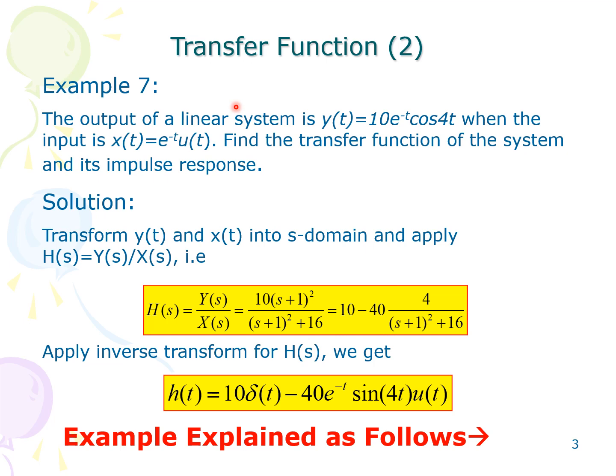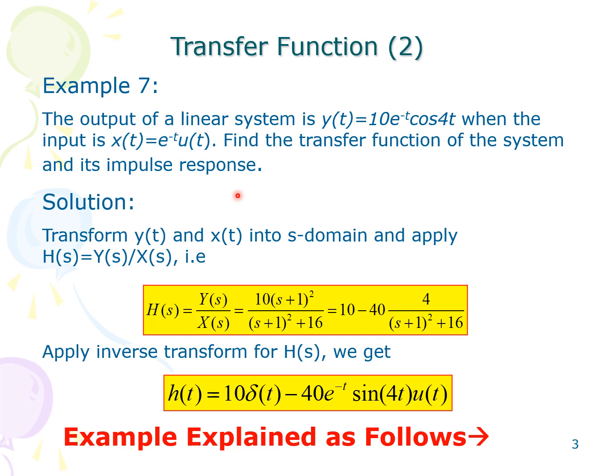Now, we will explain the concept of the transfer function with the help of examples. Example: the output of a linear system is given, which is y(t) equal to 10 e^(-t) cos(4t). So this is the output response in time domain when the input is x(t), which is equal to e^(-t) u(t). Find the transfer function of the system and its impulse response. So H(s) and h(t) are unknown.